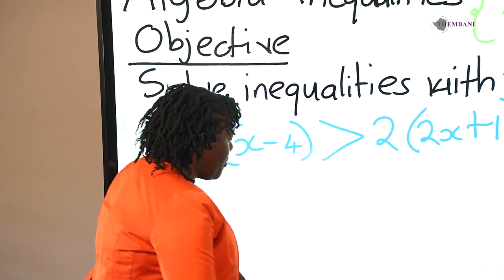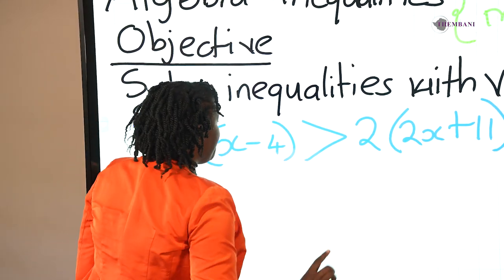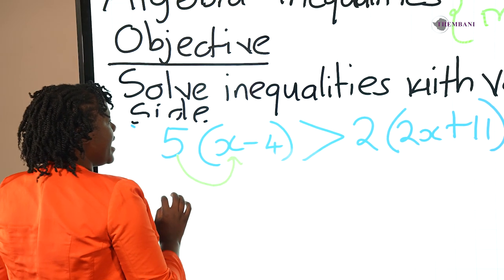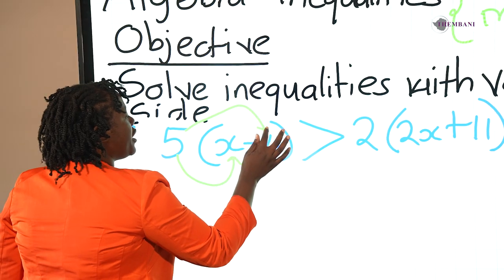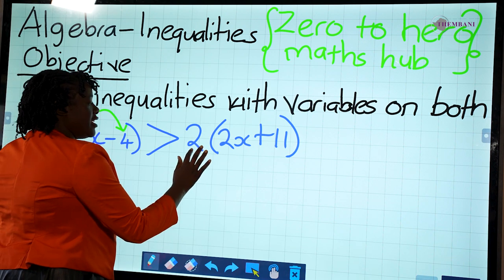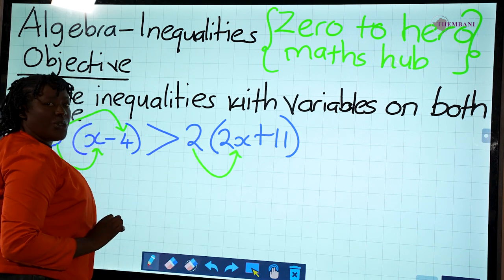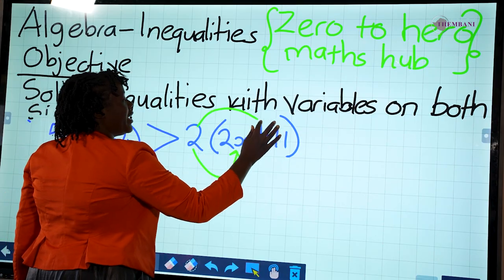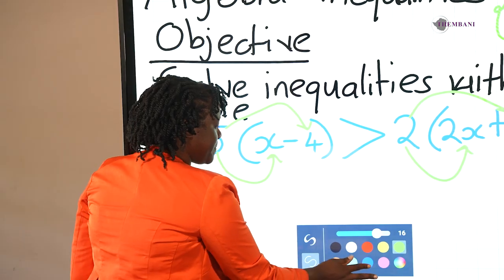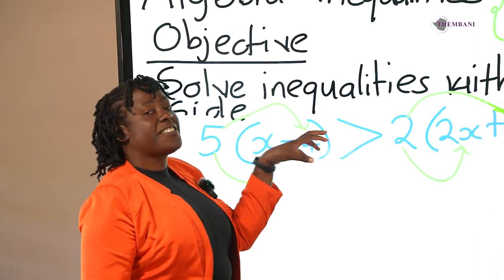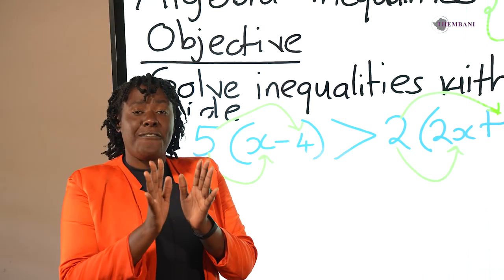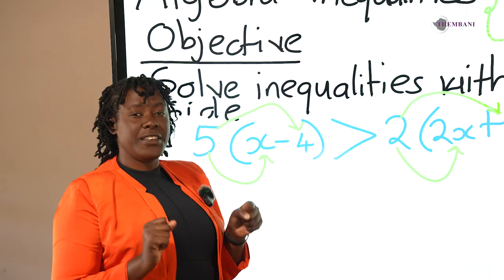In other words, I'm going to use another ink for you to see what I'm talking about. I'm saying this 5 will multiply this x. At the same time, this 5 is going to multiply the negative 4. And on the other bracket, same thing, this 2 is multiplying this 2x. At the same time, this 2 is going to multiply the 11. So what is outside the bracket is going to multiply everything that is inside the bracket. But our inequality sign is not going to change. Our focus for now is just on removing the brackets.